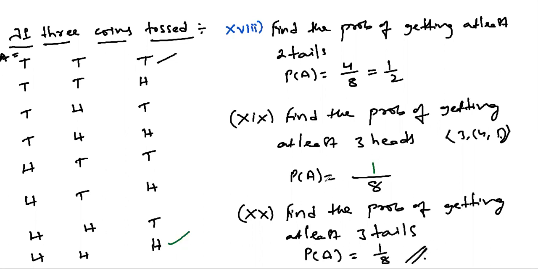So these are the possible questions you can get if coins are tossed. In the next video we will do if one dice is thrown and two dice are thrown.